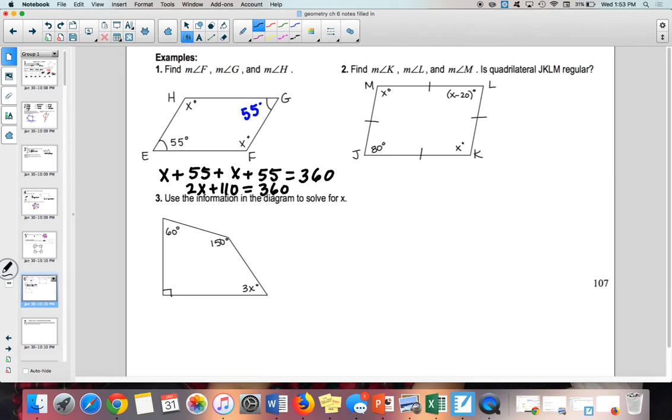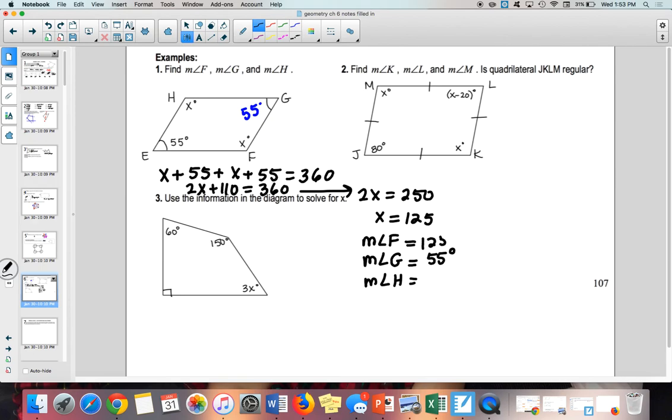I didn't give myself much room, did I? So if I subtract the 110 over, I get 2x equals 250. So x is 125. So when it says find the measure of each one, the measure of angle F, G, and H, well, G was 55. We got that right away. How about F and H? They're the 125, right? That's a pretty easy example of things that add to be 360.